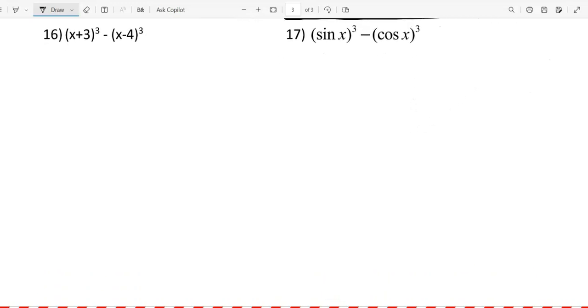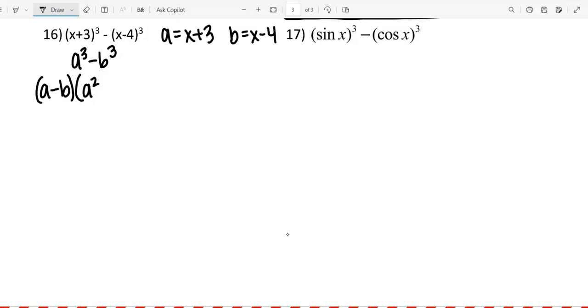Substitution. I've been getting a lot of homework questions like this, like, oh my goodness, what do I do with this? Substitution. You've got a binomial on the inside, so let's make a equal x plus 3, and let's make b equal x minus 4. So then if I were to rewrite this, what would it say? A cubed minus b cubed, and that's a difference of cubes, right? So we can factor it. A, same sign, minus b times a squared. Opposite sign would be plus ab, and then always positive b squared.